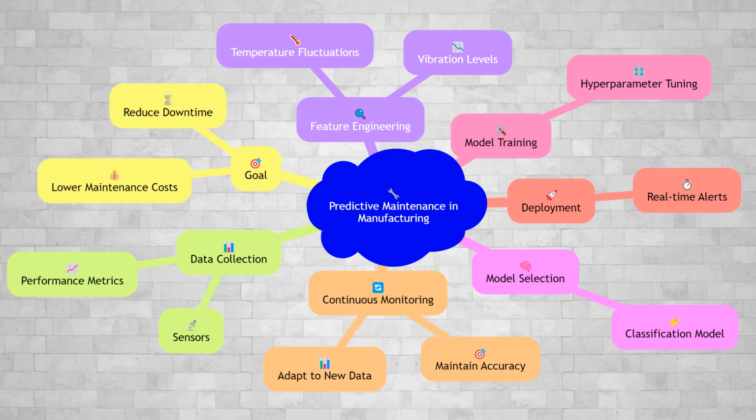To illustrate the process, let's consider a case study on predictive maintenance in manufacturing. The goal is to predict equipment failures before they occur, reducing downtime and maintenance costs. Data is collected from sensors monitoring equipment performance. Feature engineering involves creating variables like temperature fluctuations and vibration levels. A classification model is chosen to predict failure events. After training and hyperparameter tuning, the model is deployed to provide real-time alerts. Continuous monitoring ensures the model adapts to new data, maintaining its accuracy.